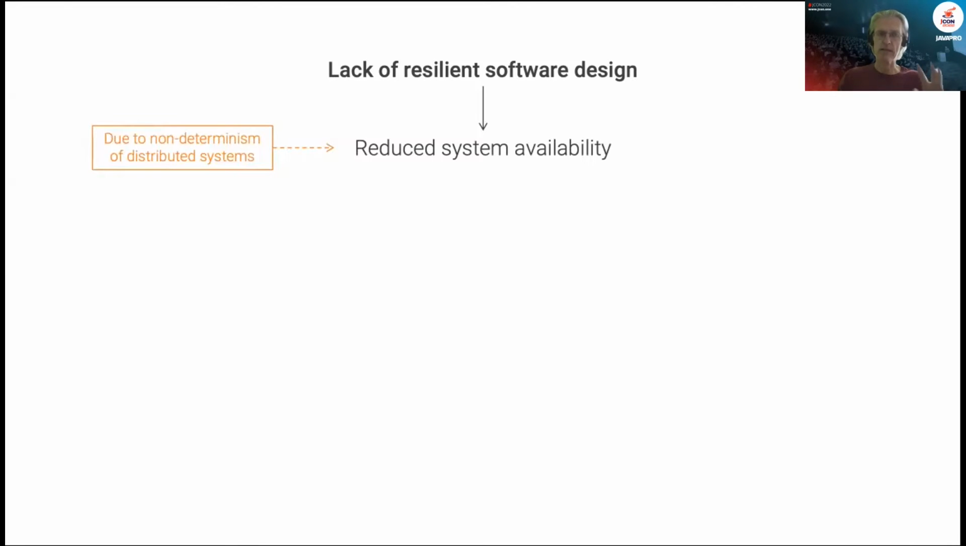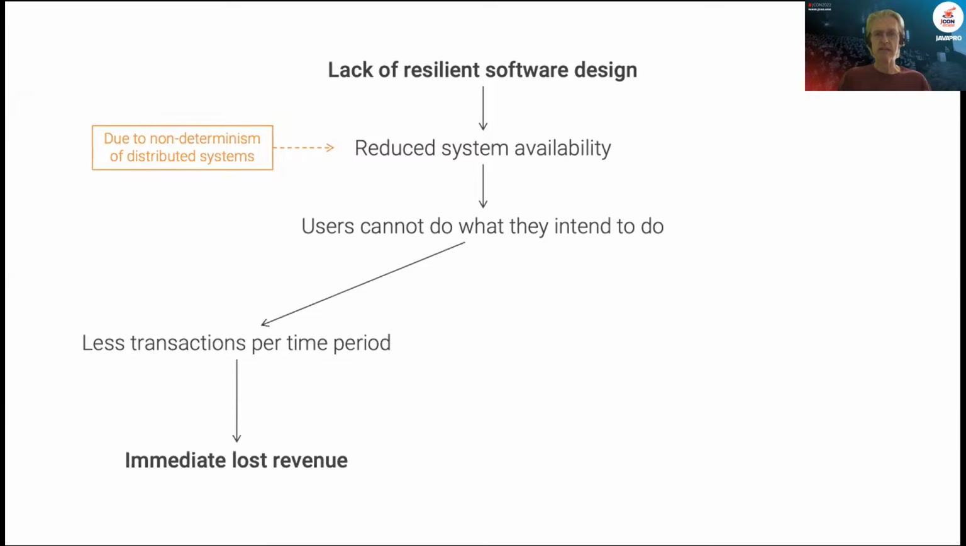I will talk about that in the second quest. And if a system is not available, users cannot do what they intend to do. So one of the consequences is that in that time period, you can't do anything. So you get fewer transactions per time period, which is immediate lost revenue. So let's assume you have an e-commerce site. They can't buy anything from you while the system's down. You lose money. And with most systems, you lose money if they're not available.